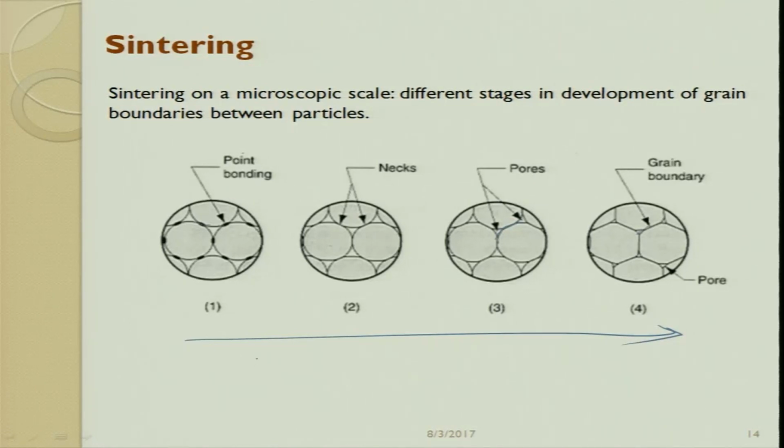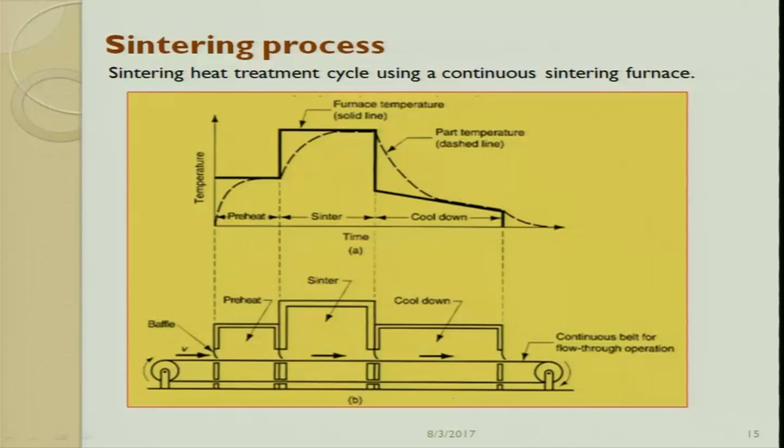So first, point bonding will happen. This is a point, then the point becomes a line, then slowly a line or a surface, then it becomes more of pores. These pores are reduced and then you get a grain. So these are the four stages which are generally involved in the sintering process.